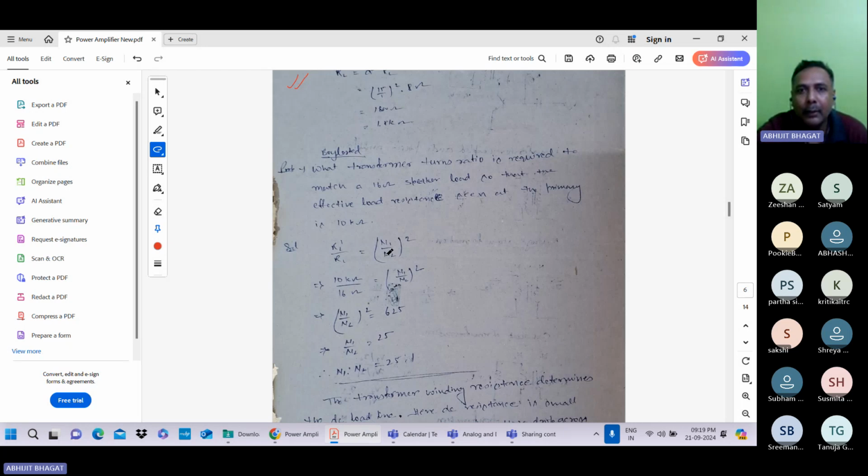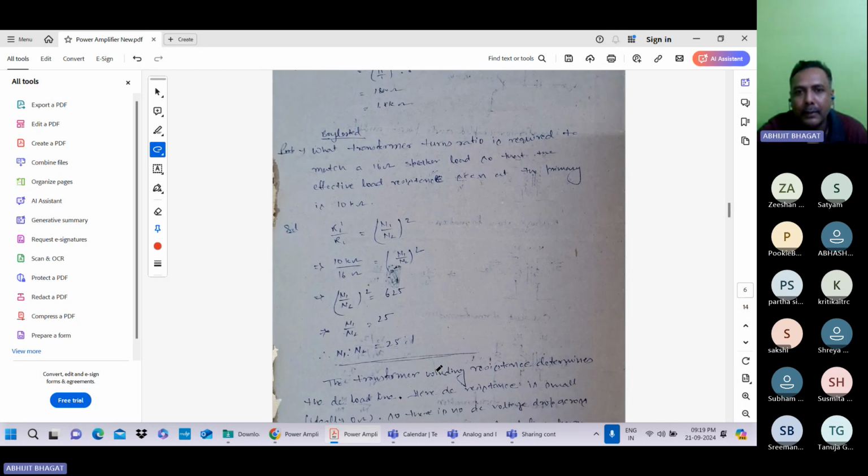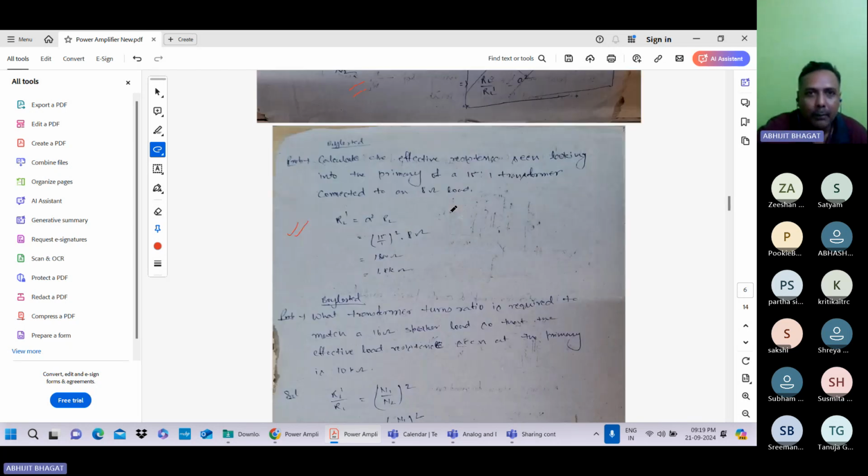You put this, you will find (N1 by N2) whole square. Clear? So after this calculation, you will get N1 by N2 equal to 25. That means N1 is to N2 equal to 25 is to 1. Clear? Very simple it is. Just use the formula RL dash by RL equal to A square, where A equals N1 by N2, whole square.